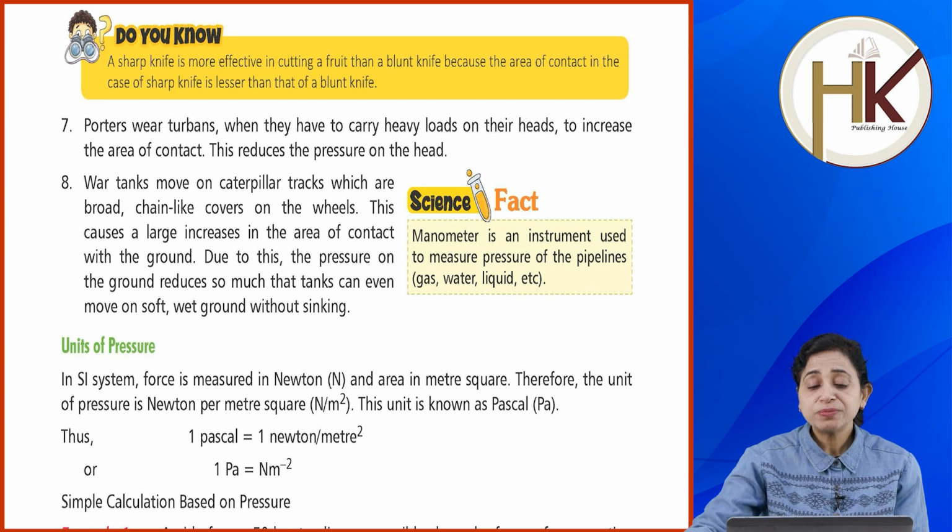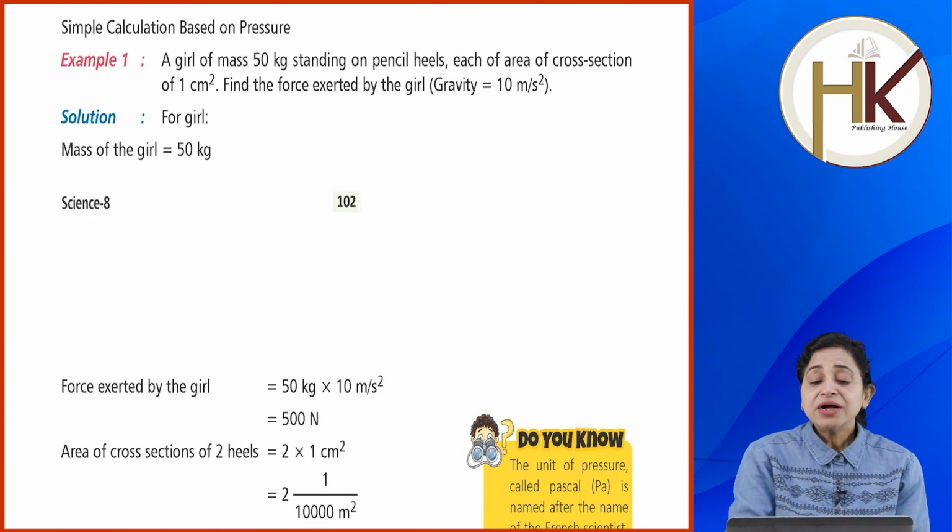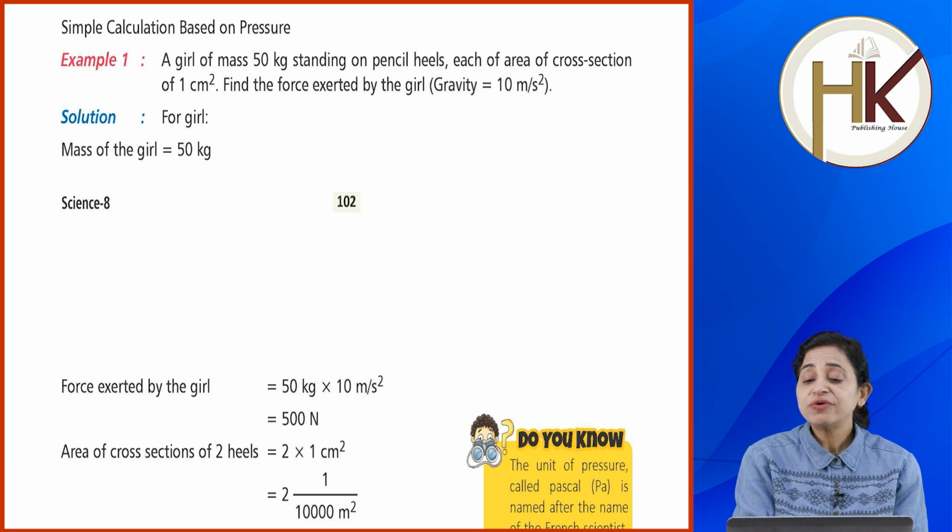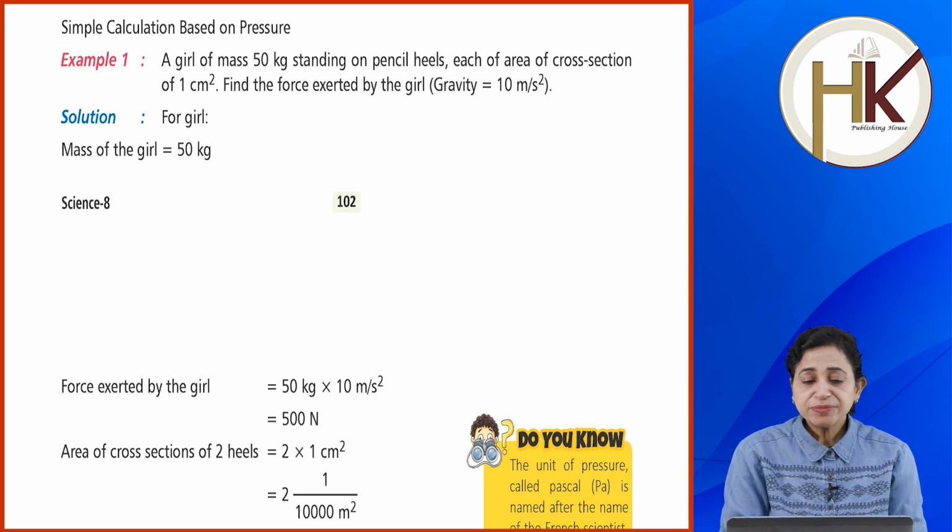Simple calculation based on pressure. Example: a girl of mass 50 kilograms is standing on pencil heels, each of area of cross section 1 centimeter square. Find the force exerted by the girl. Gravity is 10 meters per second squared. The mass of the girl is 50 kilogram. Force exerted by the girl is 50 kilogram into 10 meters per second squared, which is 500 N.